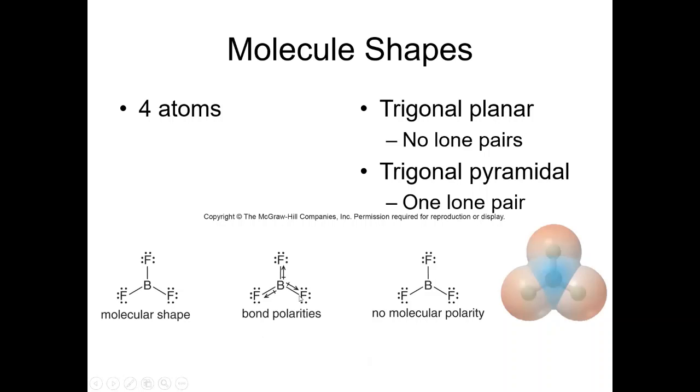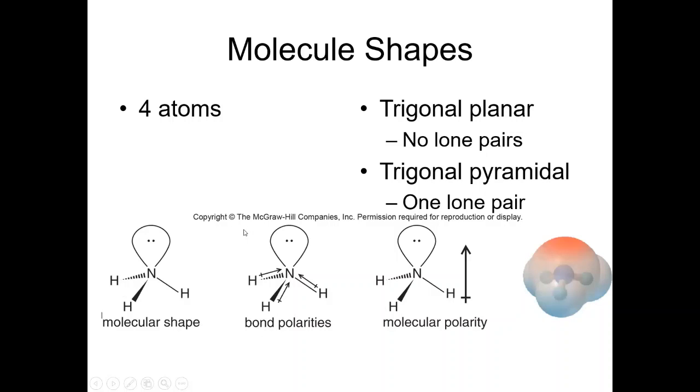All right, but if we look at ammonia, we get trigonal pyramidal. And this is because the nitrogen has a lone pair. So notice the lone pairs are telling us whether it's going to be polar or nonpolar. If I have 4 atoms, they're both going to be triangles. One of them is flat or planar, and one of them is puckered or pyramidal.